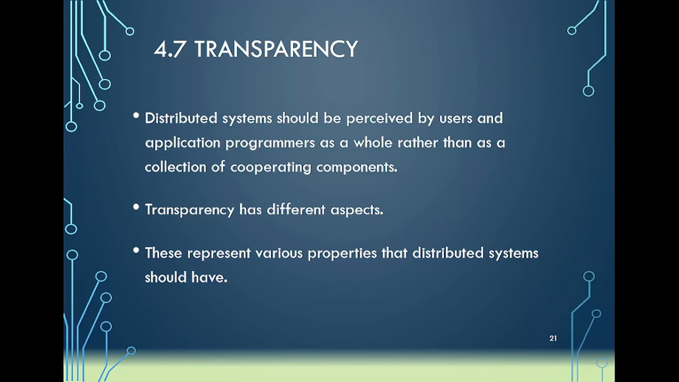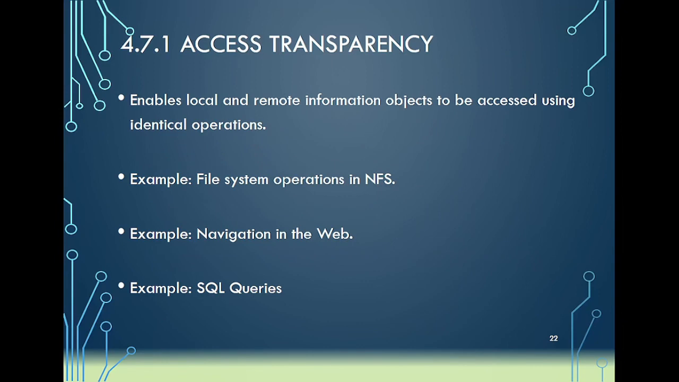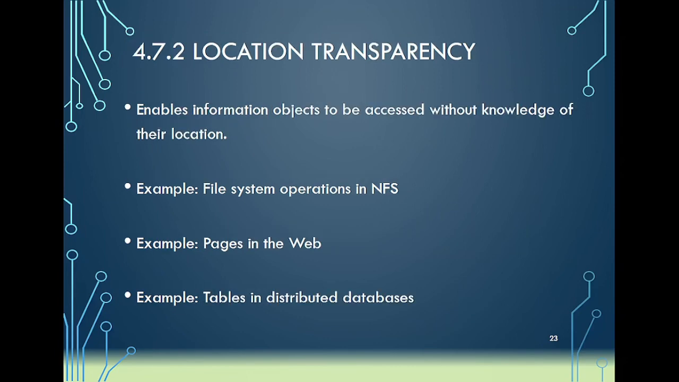We are going to look at access transparency, and this enables local and remote information objects to be accessed using identical operations, right? A good example is when you want to run your SQL queries, you can use queries and access the different database management systems that are there. You should not also have issues navigating across the website, because we have standard access protocols. And also the file systems. We have the new technology file systems that you can always use to ensure that we have transparency in accessing the various resources.